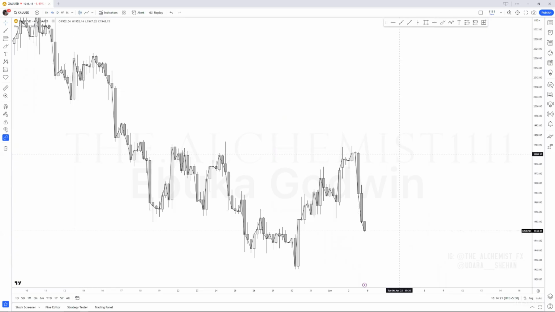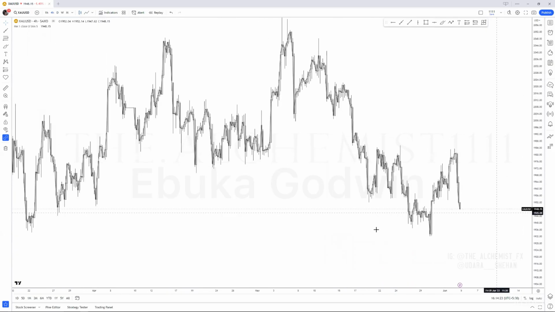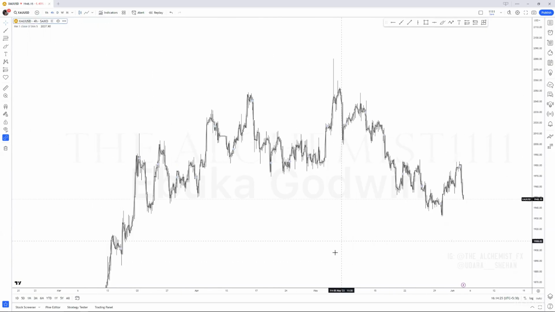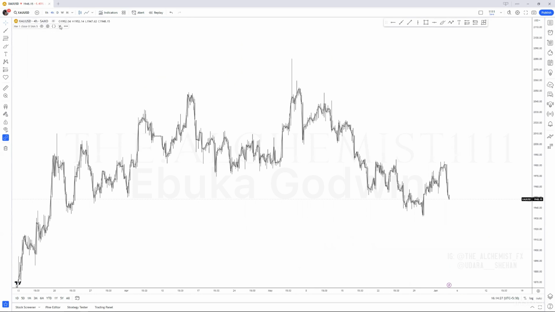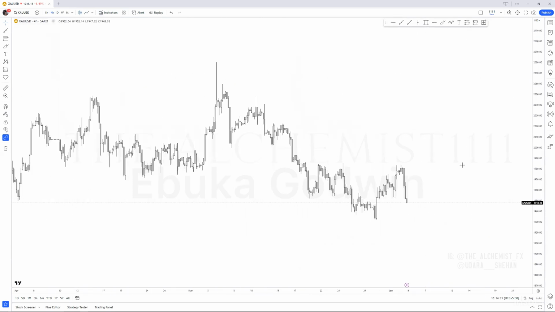But I don't do this because it's messy, right? Look at this. I want to have my charts as clean as possible, so I'll take it off. If you want, you can do this. That's perfectly fine. Now let's get started.